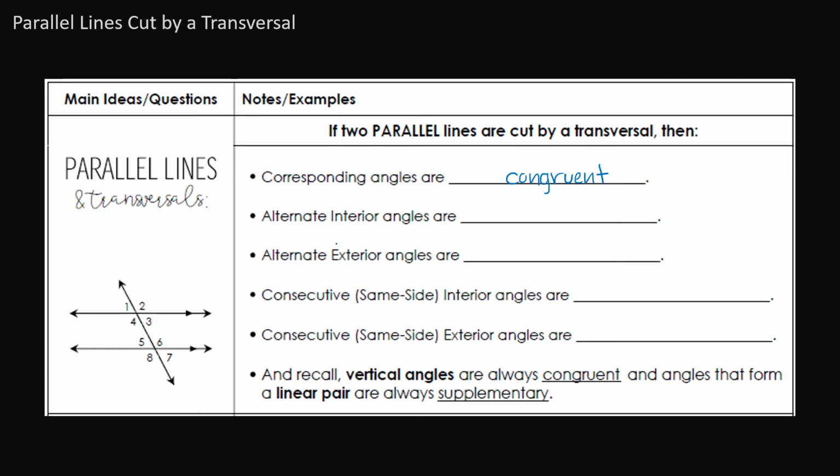Alternate interior angles would also be congruent. For example, angles 4 and 6 are both alternate interior angles. They will be congruent to each other. If we assign a value, they will have the same value. Alternate exterior angles, for example, angles 2 and 8, those are also congruent.